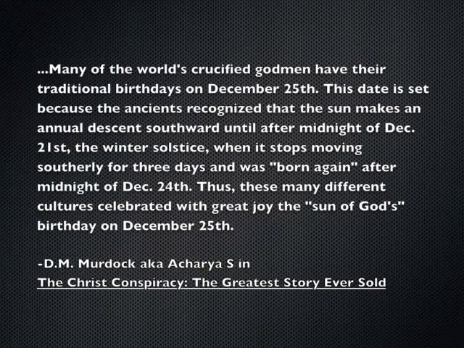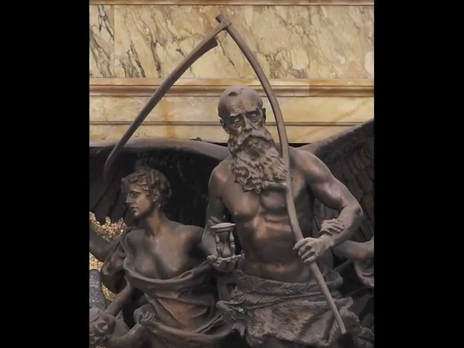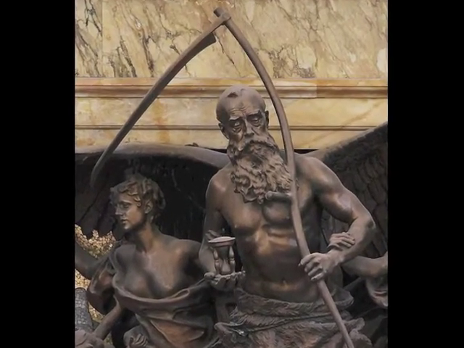This date is set because the ancients recognized that the sun makes an annual descent southward until after midnight of December 21st, the winter solstice, when it stops moving southerly for 3 days and was born again after midnight of December 24th. Thus, these many different cultures celebrated with great joy the Son of God's birthday on December 25th. Christmas 2012 marks the beginning of a new great year.